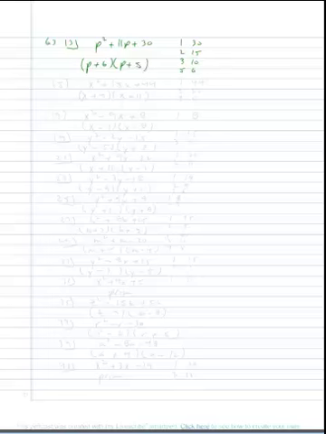Number 15. We have x squared plus 15x plus 44. Again, we jot down the factors of 44. 1 and 44, 2 and 22, 4 and 11. And we notice that 4 and 11 add up to 15. So this is x plus 4 times x plus 11.